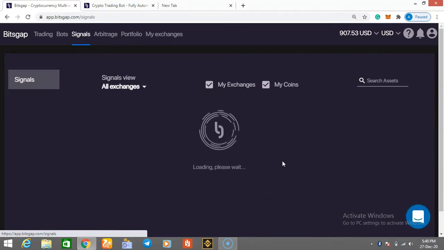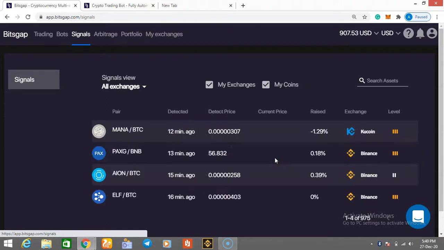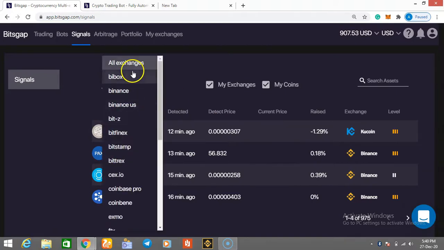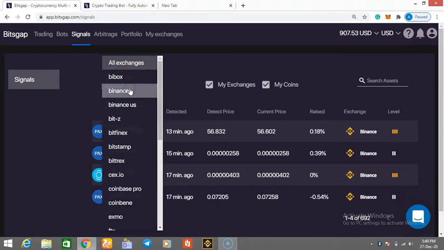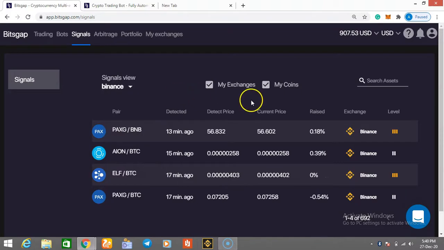The bot uses artificial intelligence to sense possible price direction of some coins. This is the platform where you can take advantage of the arbitrage. For instance, now I may choose to check the signals on Binance also.